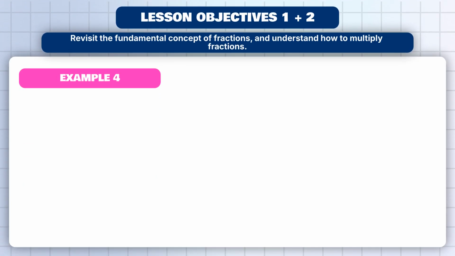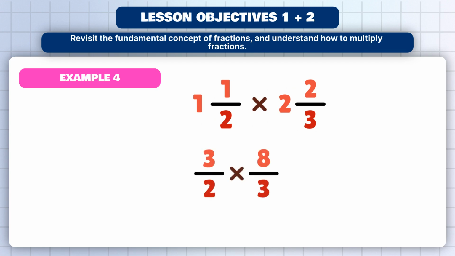Carrying on, let's consider 1½ multiplied by 2 and 2/3. Here, we have mixed numbers. Mixed numbers are a mixture of a whole number and a fraction. We don't like to work with mixed numbers in mathematics, so we must convert these mixed numbers into improper fractions. Improper fractions are also called top-heavy fractions. This is because the numerator is larger than the denominator. Converting those mixed numbers to improper fractions, we get 3 over 2 multiplied by 8 over 3.